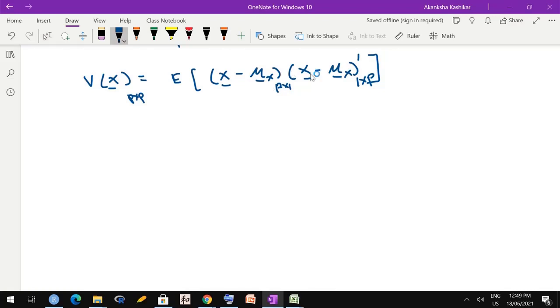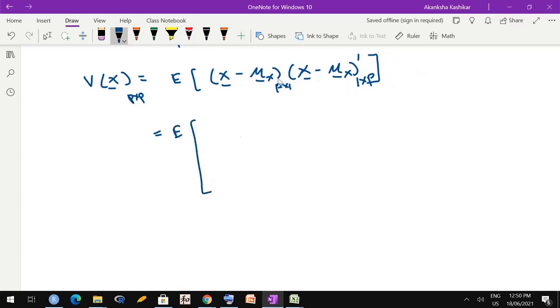So we can't take square, so we made it x minus mu x into x minus mu x transpose. Okay, so this prime means transpose. So it became p cross 1 into 1 cross p. So it becomes p cross p. Now let us check whether it actually gives me the matrix that I want. So let me try to write down.